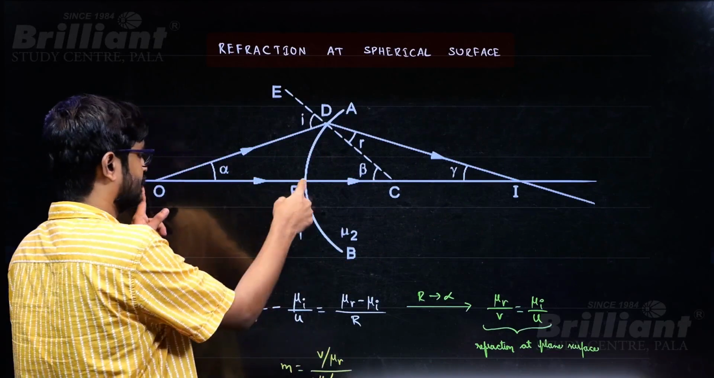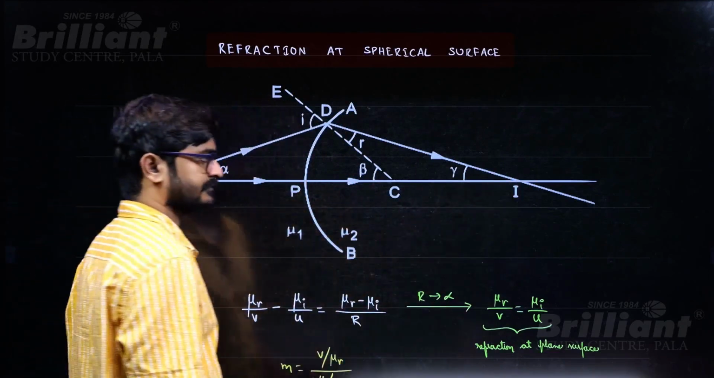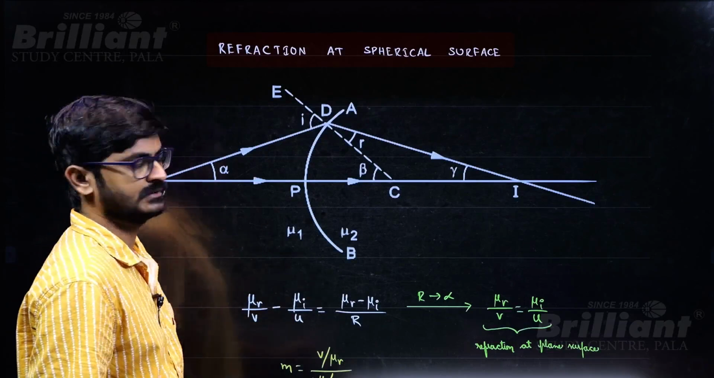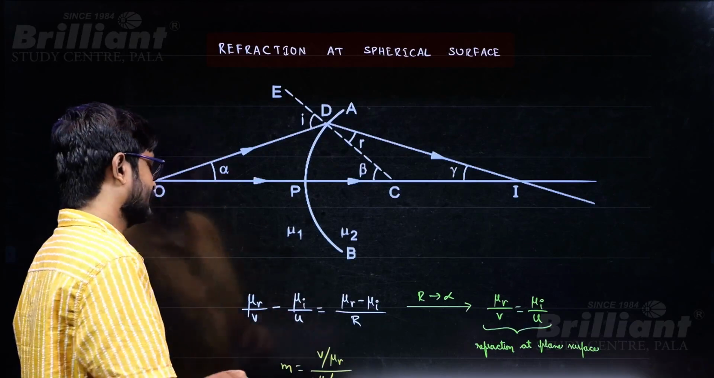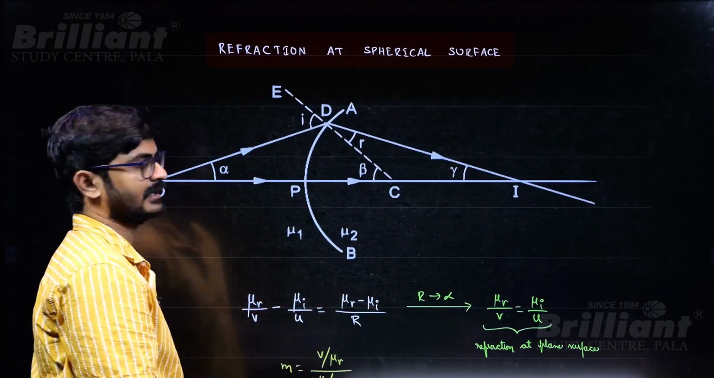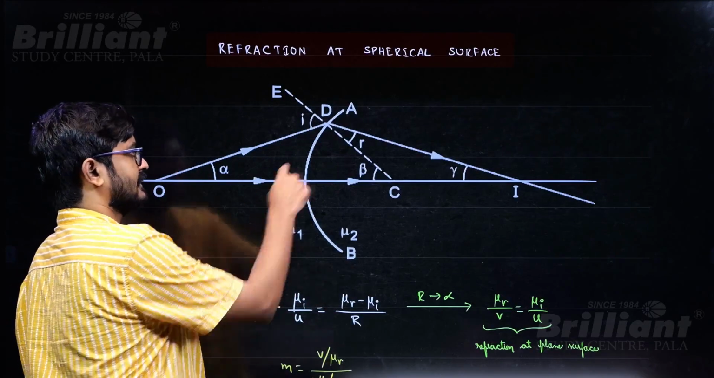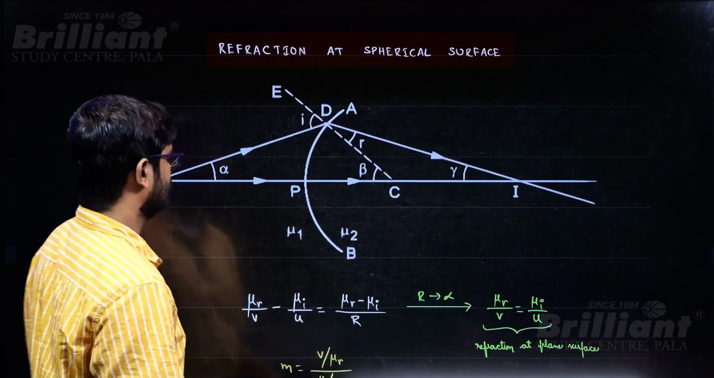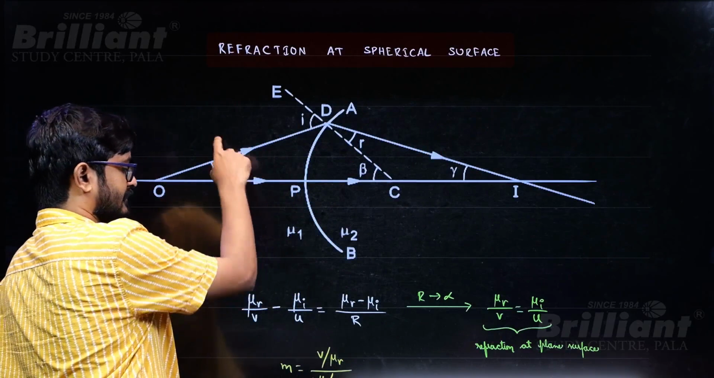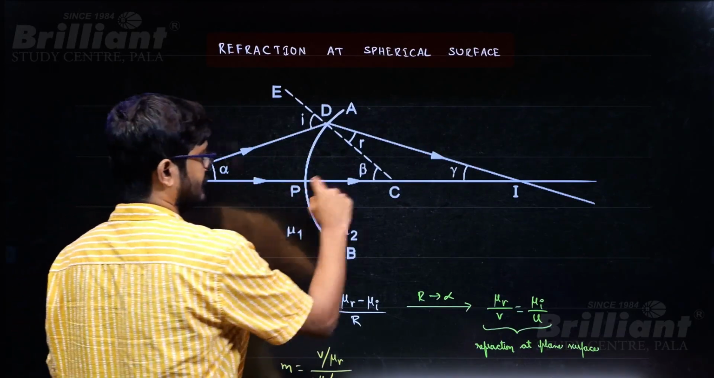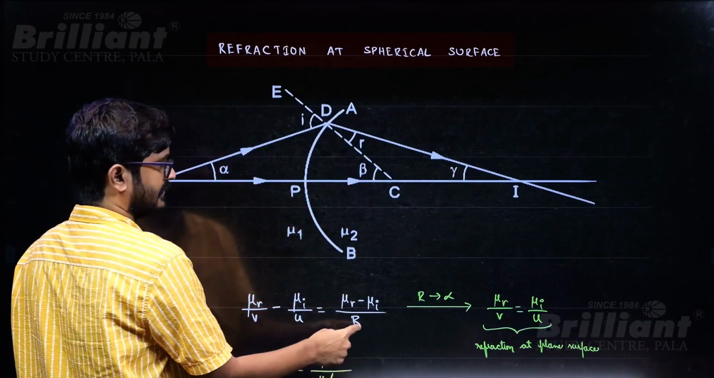So this is the object distance, this is the image distance. Now we will be going with only small angle approximation. The result we get is mu r by v minus mu i by u equals mu r minus mu i by R. What is mu r? Mu r is the refracted ray medium, mu i is the incident ray medium, u is the object distance, v is the image distance. Now R is the radius of curvature.